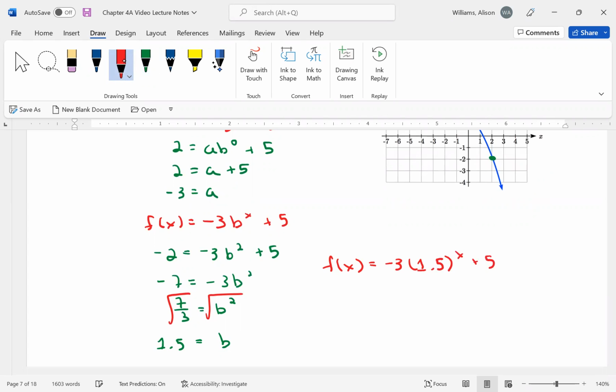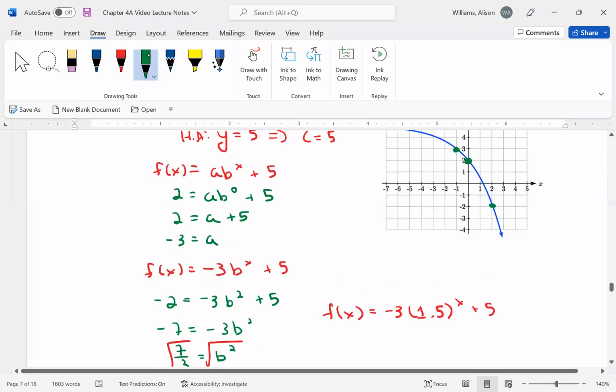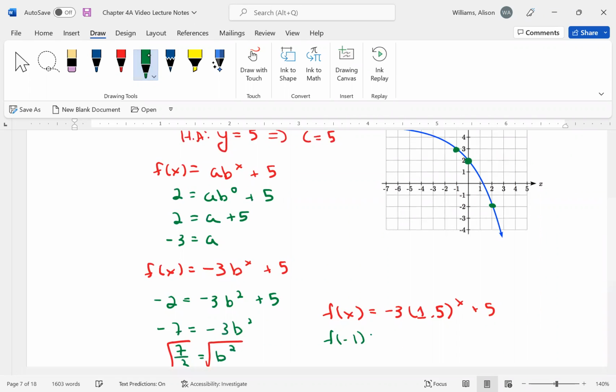Now, I could verify that by plugging in the other ordered pair and making sure it works. So the other ordered pair was (-1, 3). So if I plug -1 into here, I get -3 times 1.5 to the -1 plus 5. Okay, so let me plug that in my calculator. So 3 times 1.5 raised to the -1. And then plus 5, I'm getting 7. There, that didn't work out. Oh, I forgot the negative in front. Just kidding.